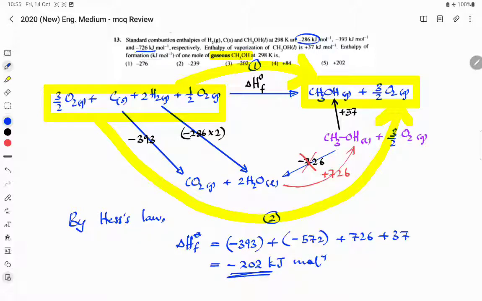So this will be our answer. So the answer for the 13th question is the third one. Okay, let's move on to the next question.